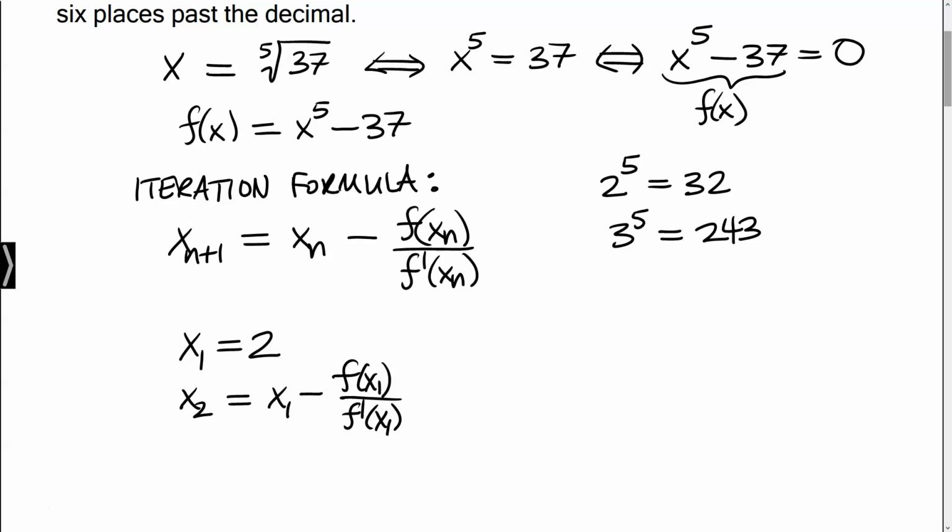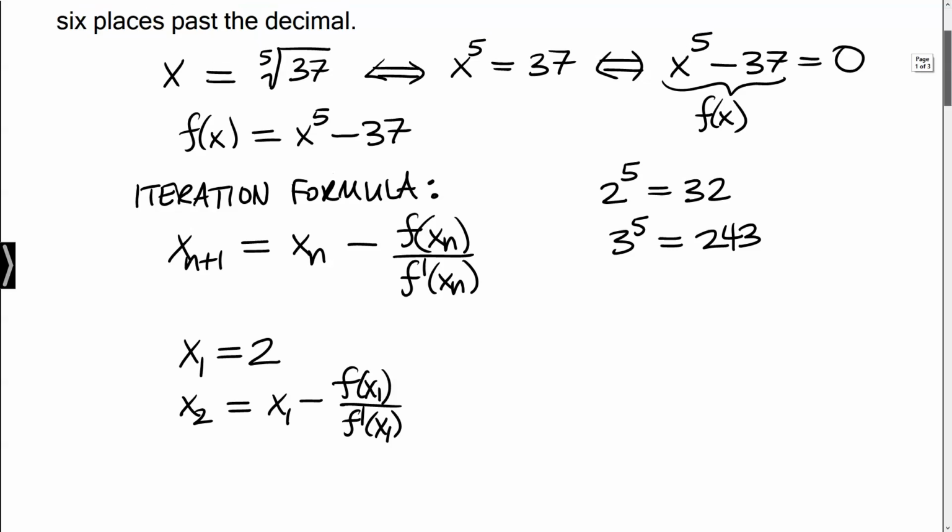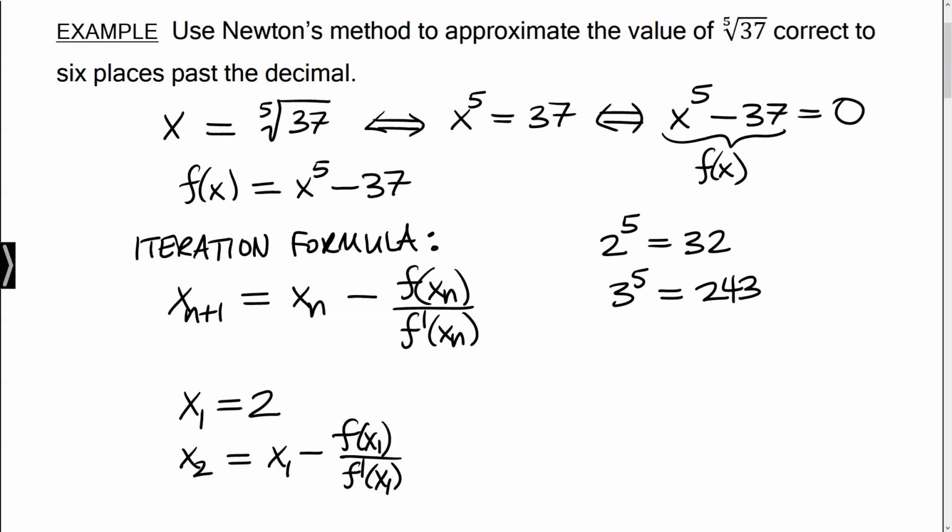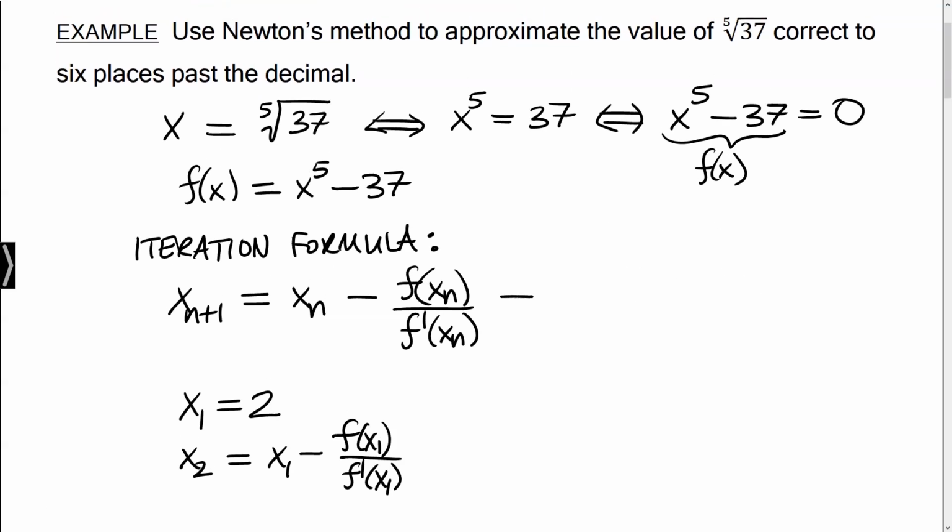Actually, let me erase this 2 to the 5th and 3 to the 5th here, and we can put in the derivative. So this is xn minus, so f of xn is just going to be xn to the 5th minus 37, and then over 5xn to the 4th. So that one on the right, that's really what we want to look at.